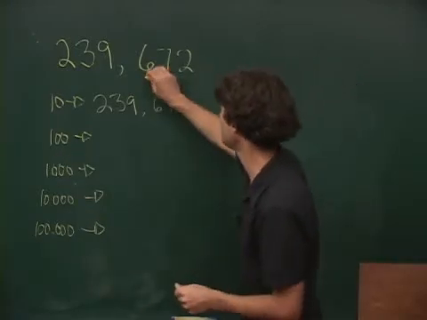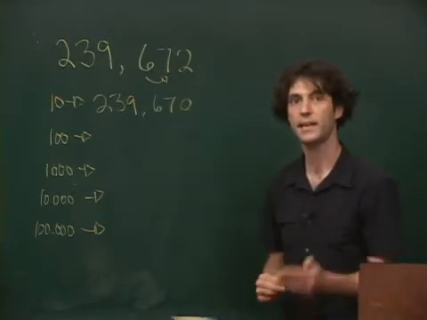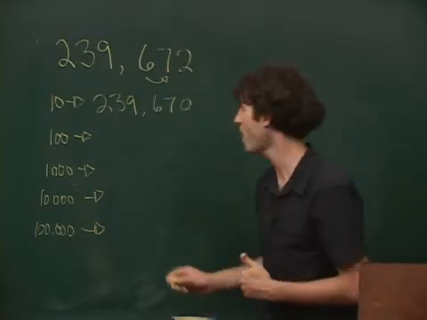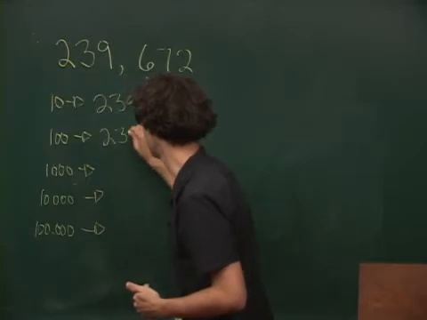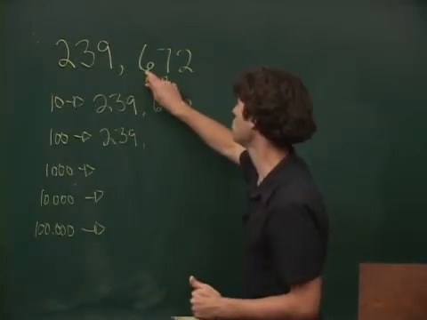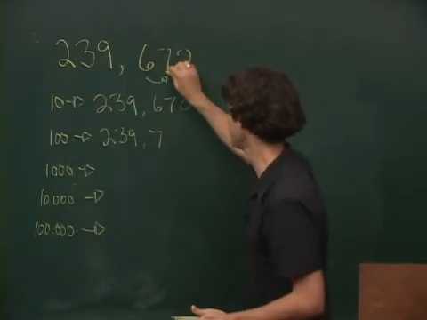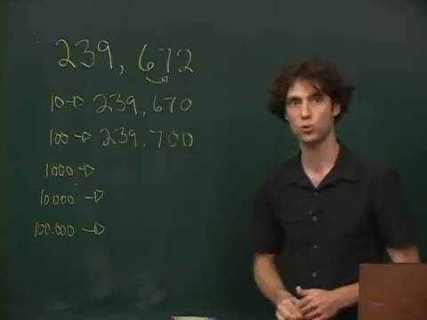Let's look at the hundreds. Look at the number on the right. It's a 7. It's greater than 5. So it's 239,700. This will go up to a 7, and these will become zeros.